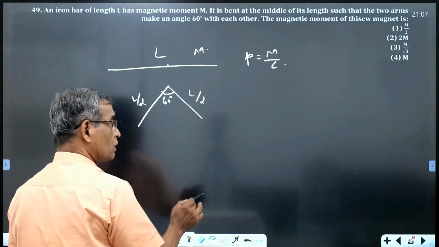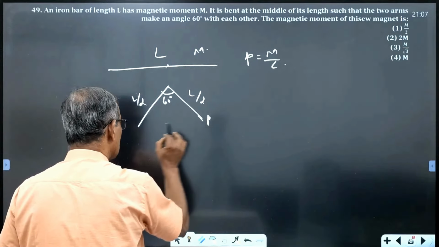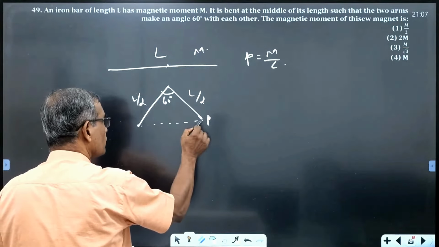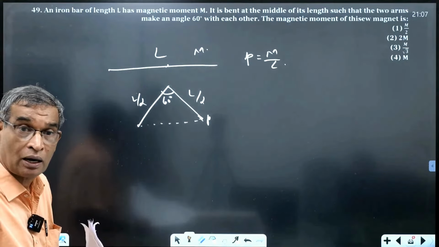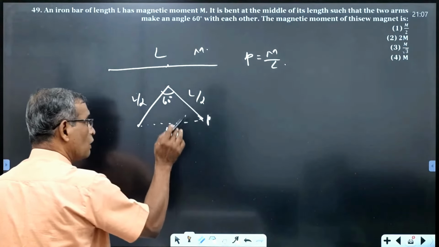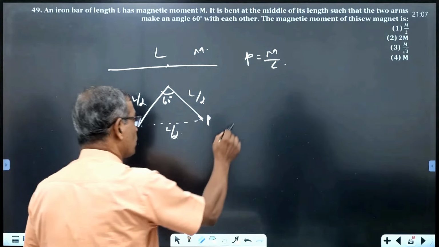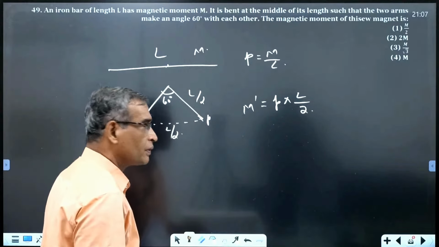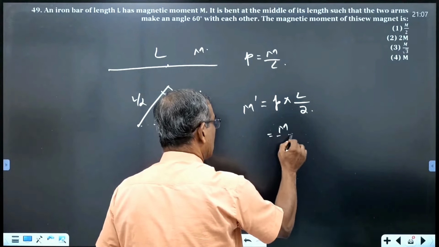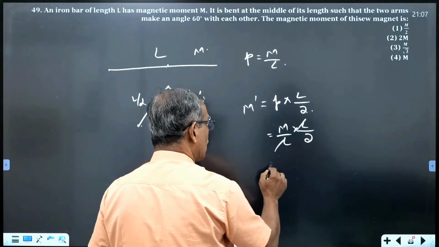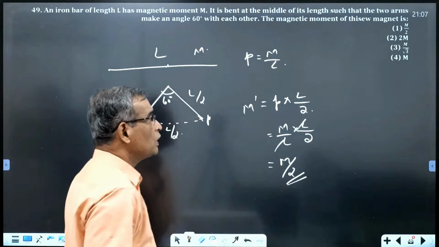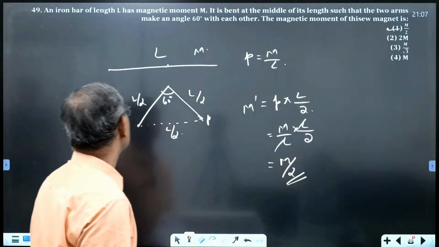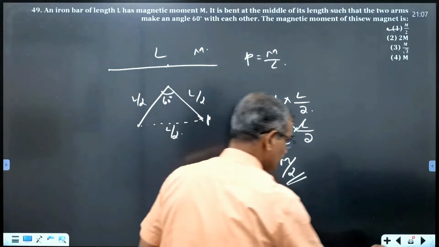Pole strength remains the same. Our pole strength is P. Now, what is the linear length? The linear distance between this north pole and south pole is L by 2, because it's an equilateral triangle. So this is L by 2. Pole strength is M by L. The new dipole moment M dash equals pole strength into the new linear separation L by 2. P is given by M by L, so M by L into L by 2. This will cancel out, and you get M by 2. So the option is 1. Okay. Next question, 50.